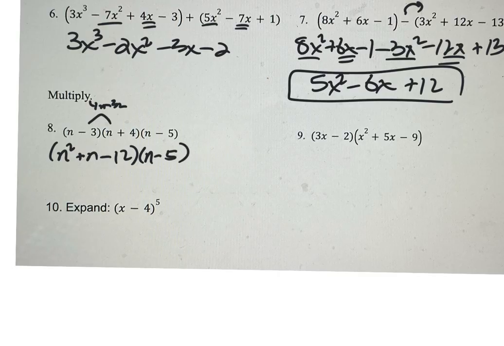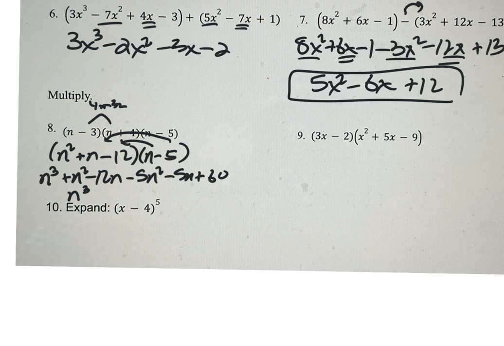Now, I always take the smaller parentheses. Remember, the rule is you got to multiply everything times everything. So I'm taking that n all the way through, which would give me, I'm adding the exponents, n cubed plus n squared minus 12n. Now I'm doing the same thing with the 5. Taking the 5 all the way through. It's a negative 5, though. Negative 5n squared minus 5n plus 60. Adding what I can. Got an n cubed, a minus 4n squared, a negative 17n, and a plus 60. That's all you got for number 8.